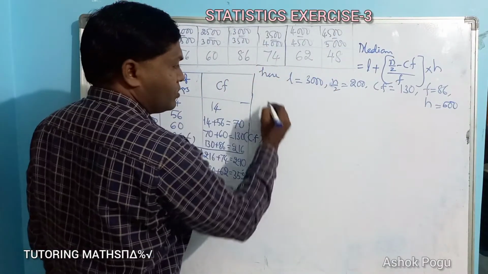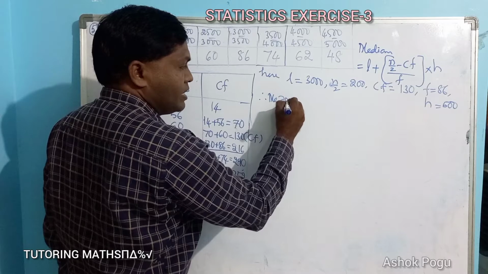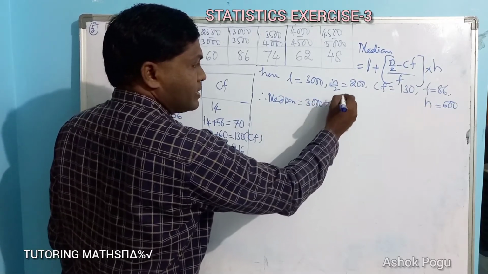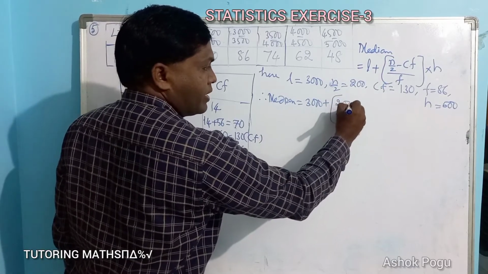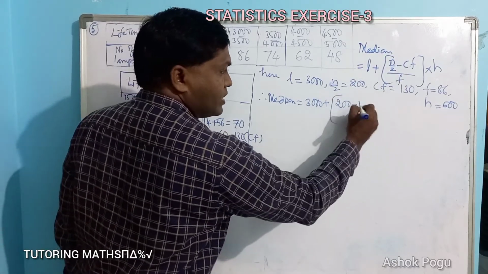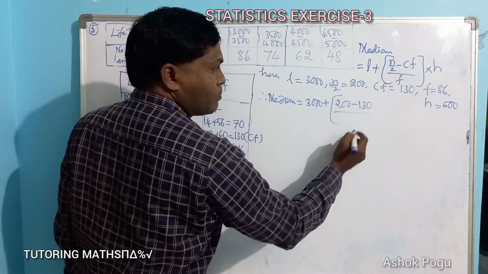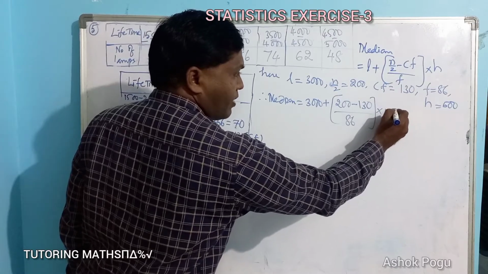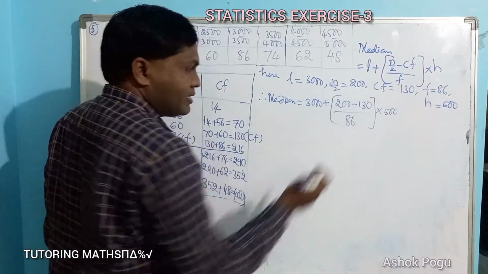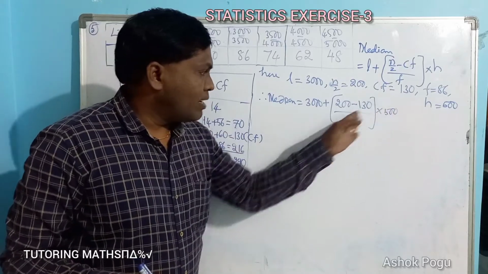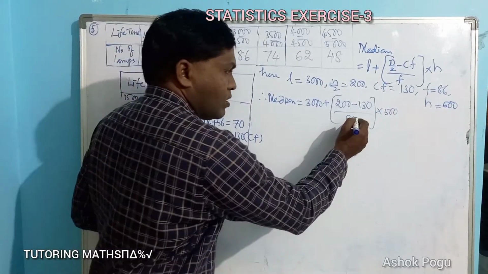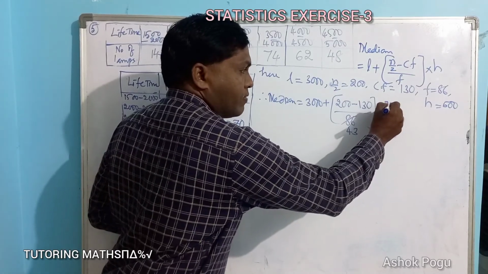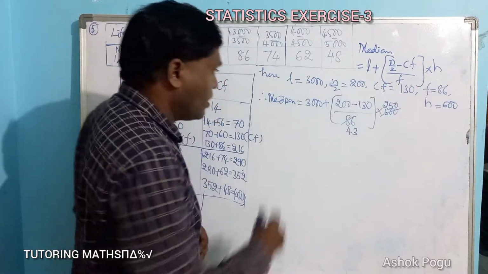Now let us substitute the values. Therefore median is equal to the lower boundary 3000 plus n by 2, which is 200, minus cumulative frequency 130, the whole divided by small f, 86, into h, that is 500. Let us cancel the numerator and denominator by 2. 2 fours are 8, 2 threes are 6, and it is 250. 2 fours are 8.